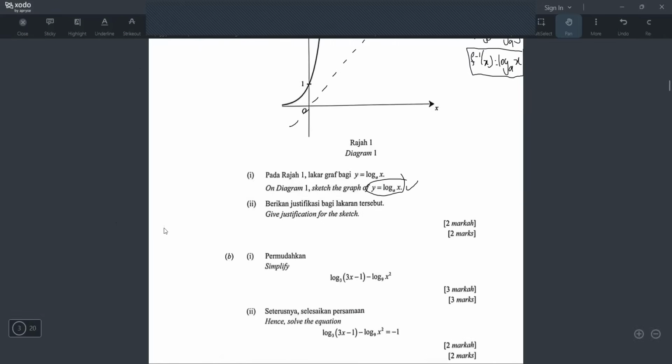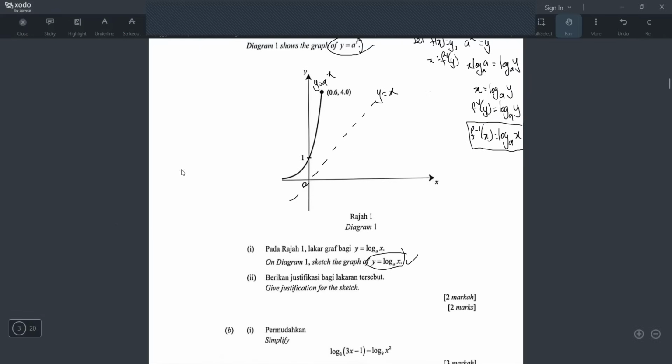Okay, did they provide me space here? Okay, they never provide me space. So okay, let's just draw it here. Let's say we have a point here, (0.6, 4.0). What do you think when this point reflects? It will be somewhere here, right? And guess what's the coordinate of this point? It will be (4.0, 0.6), right?